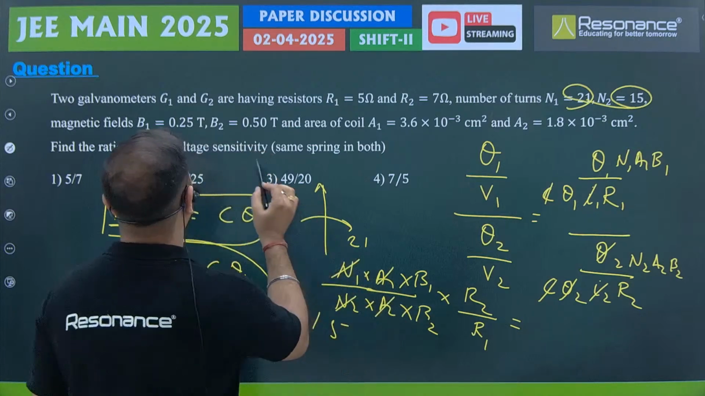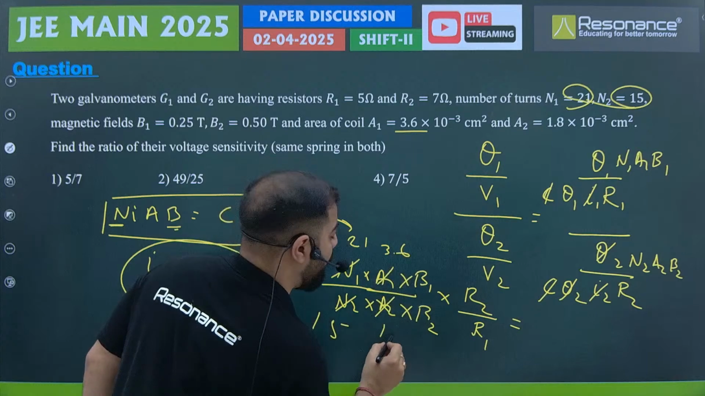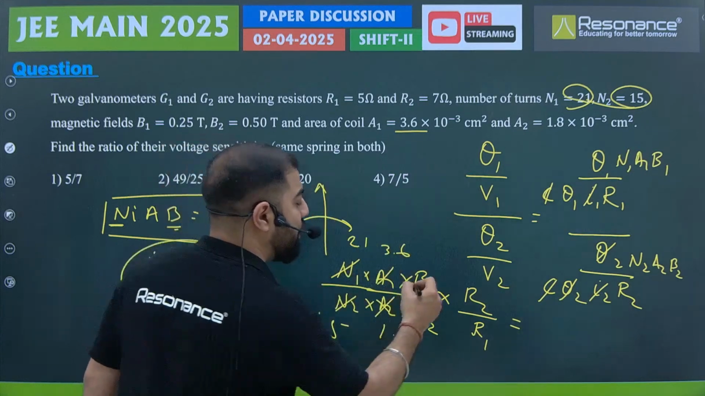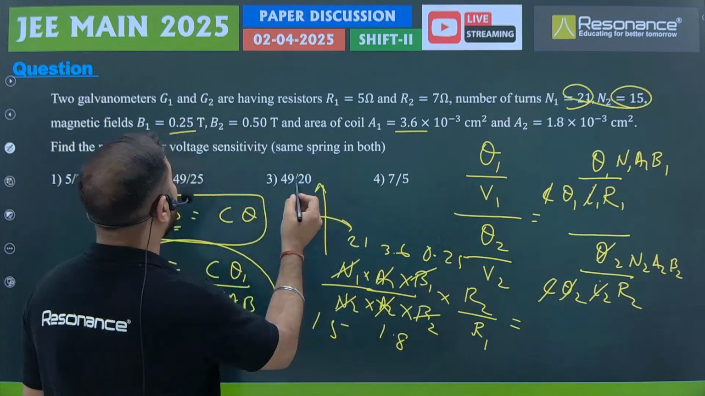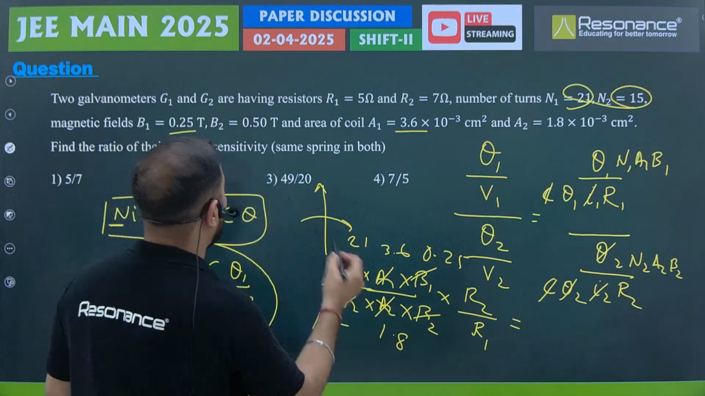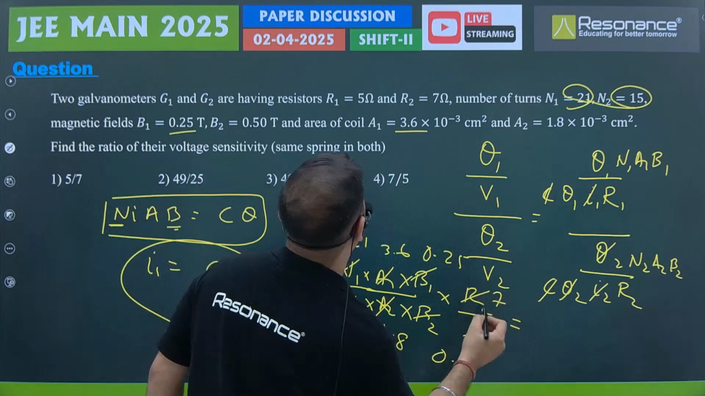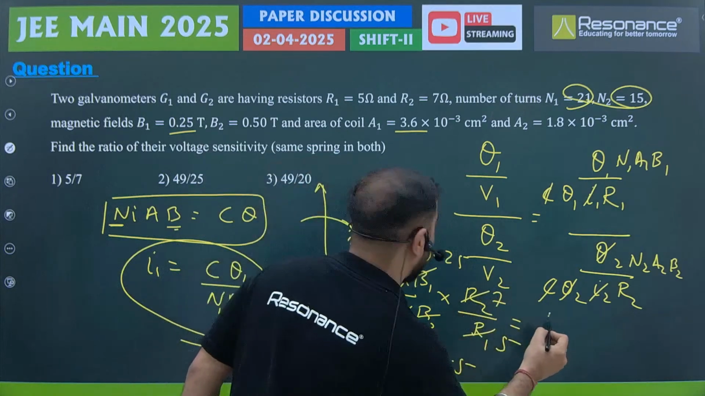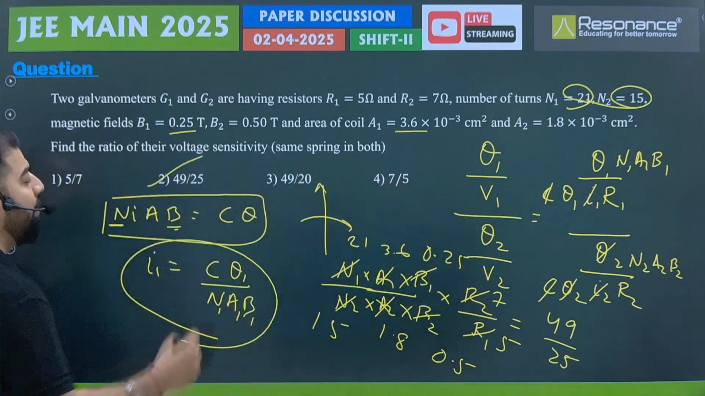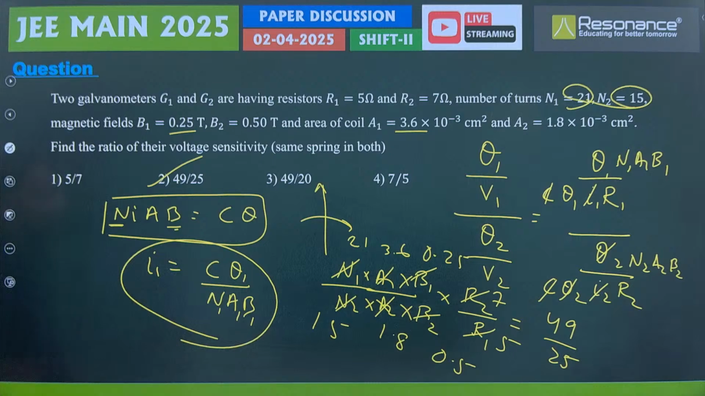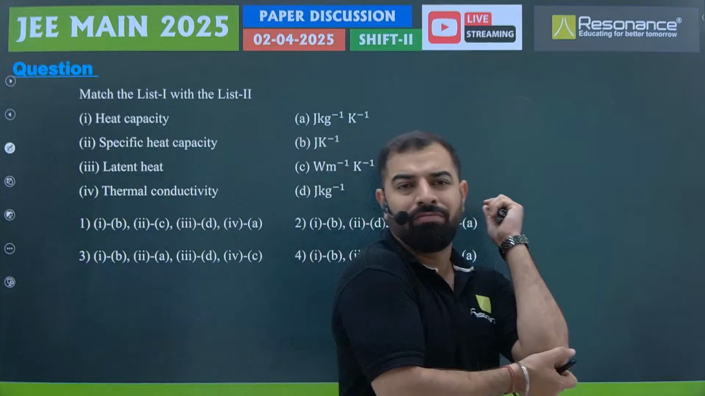Value of A1 is 3.6 times 10 to the minus 3, and the value of A2 is 1.8 times 10 to the minus 3, so the 10 to the minus 3 will be cancelled. Value of B1 is 0.25, value of B2 is 0.5. Value of R2 is 7 ohm, value of R1 is 5 ohm. When we solve all this, we'll get around 49 by 25. That's option number 2. Yes or no? Fine.